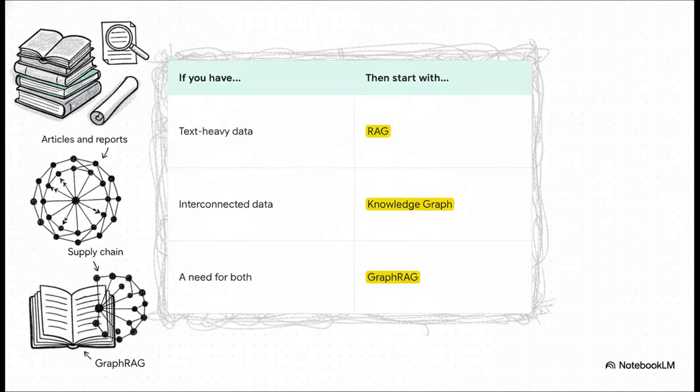Let's just boil it down to a really simple choice. If you're dealing with a ton of text-heavy documents, like articles, PDFs, reports, start with RAG. If your data is all about connections, think supply chains, fraud detection rings, organizational charts, a knowledge graph is your natural starting point. And if you find that you need to do both, understand what's in the text, and trace those deep relationships, that is the absolute sweet spot for GraphRAG.